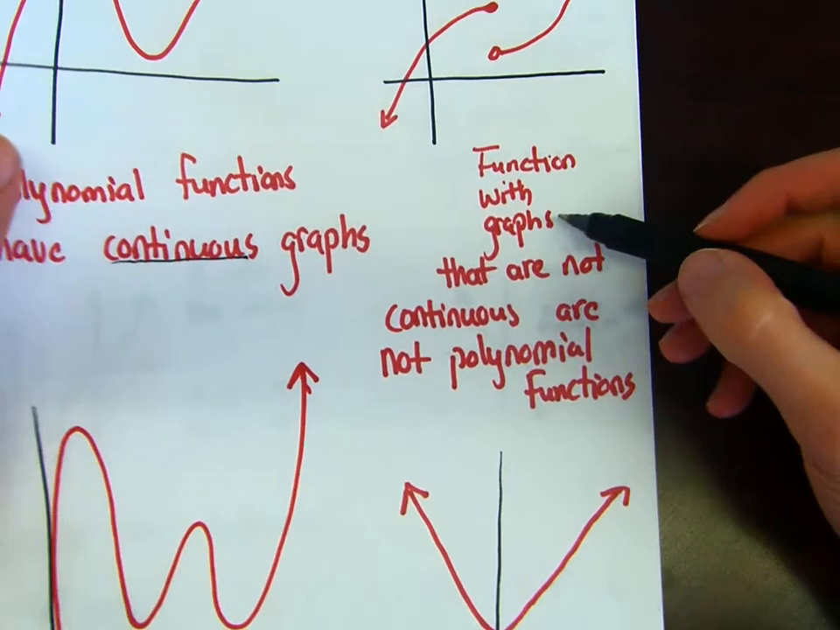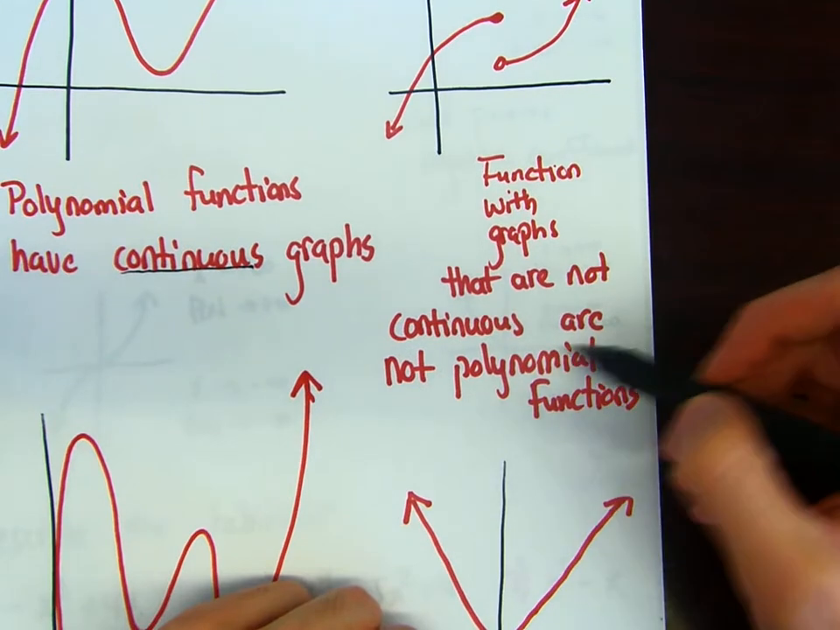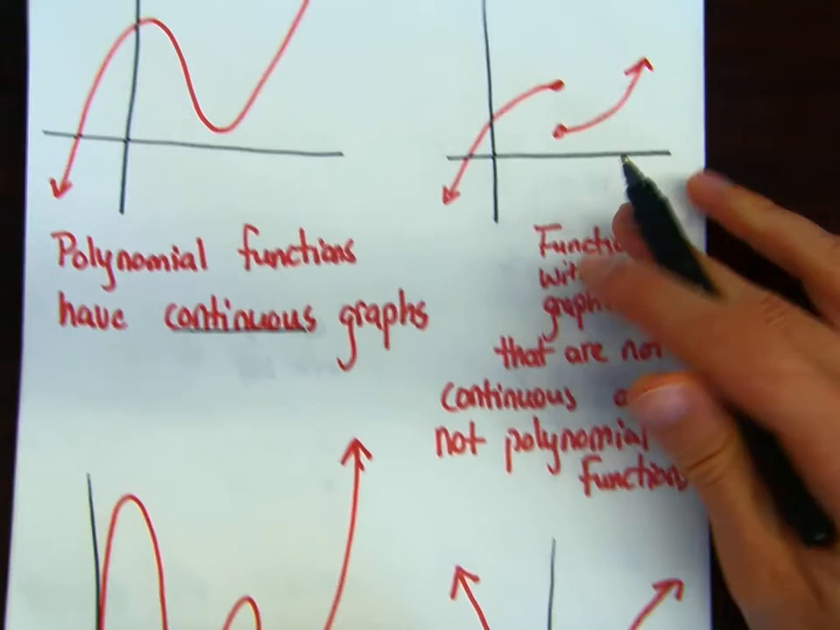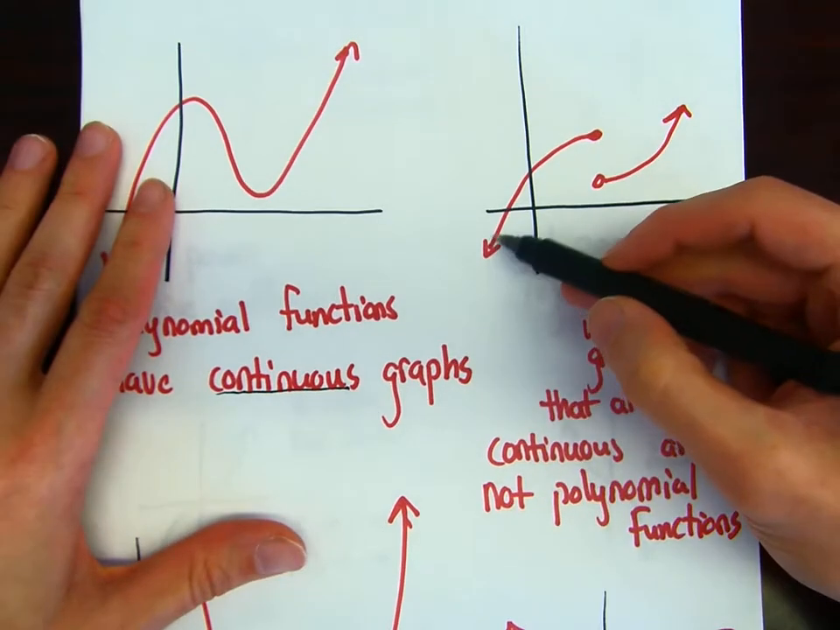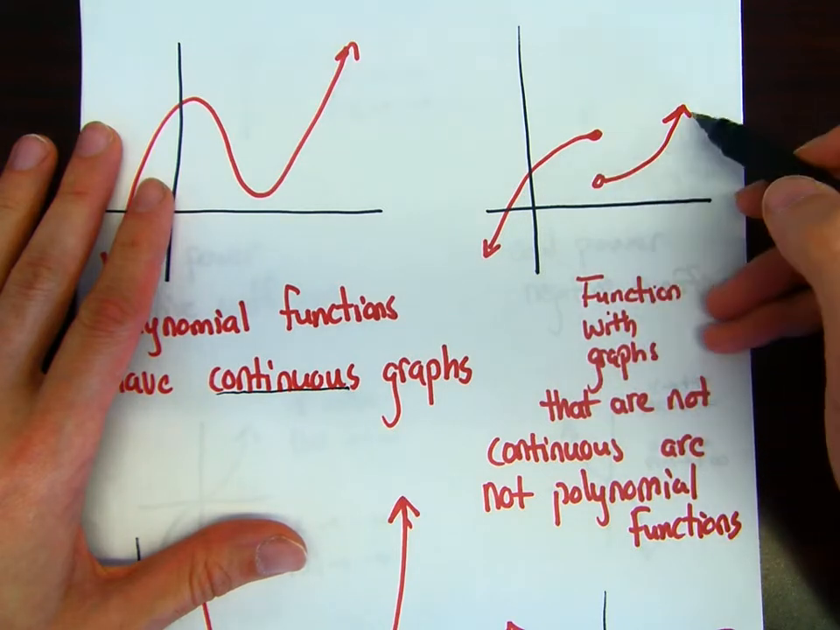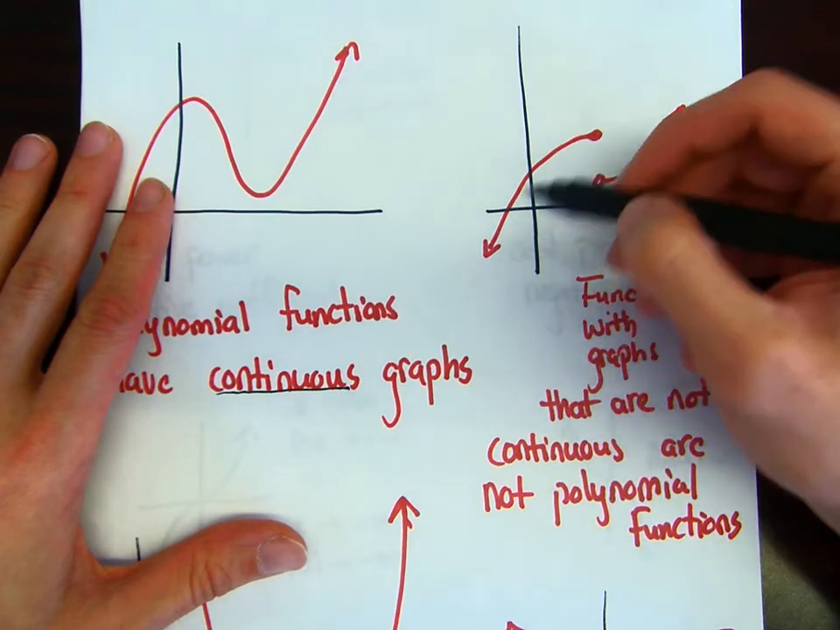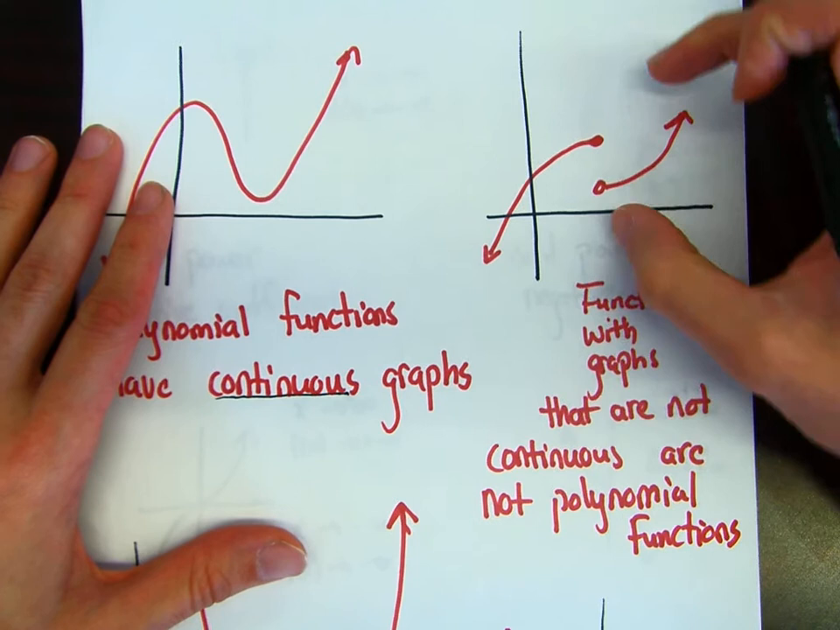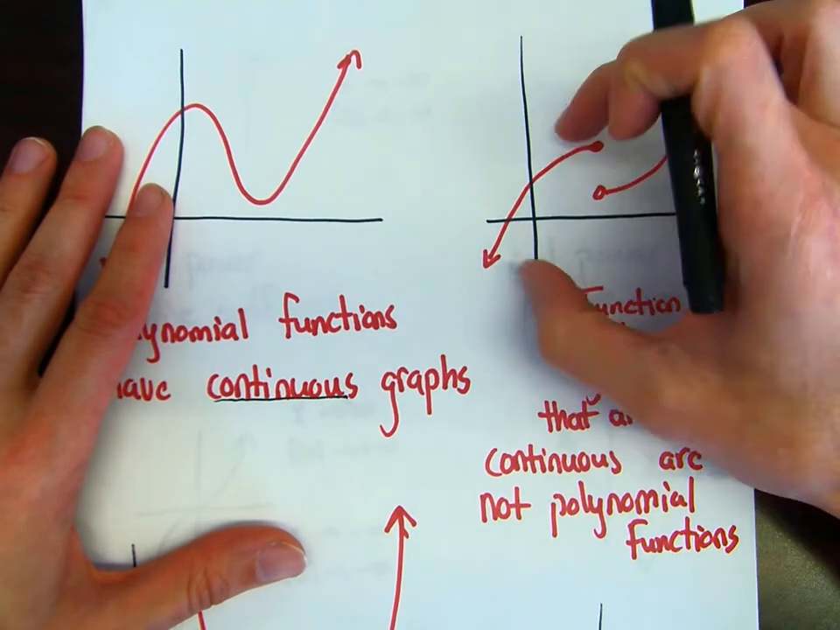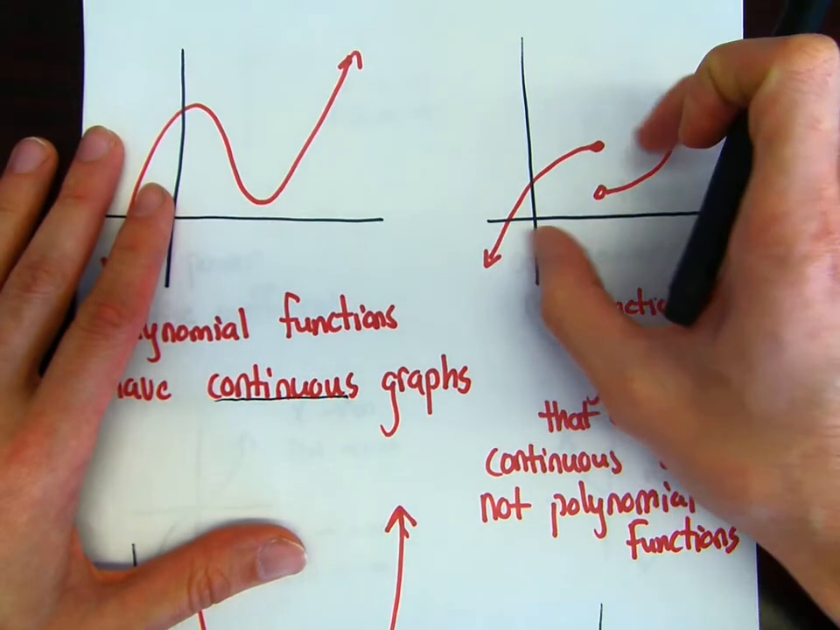Functions with graphs that are not continuous are not polynomial functions. If I take a look at this graph, it is not continuous, so there is no polynomial that will generate this visual. You would need a piecewise function to create this visual. So this is not a polynomial function.